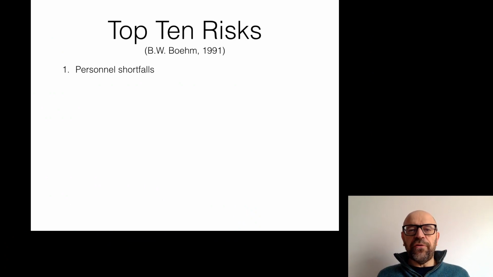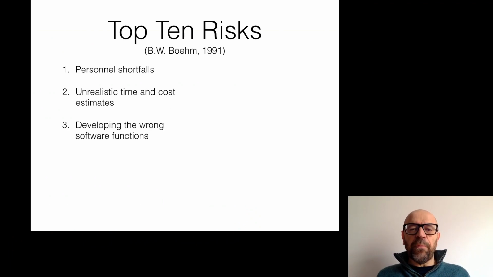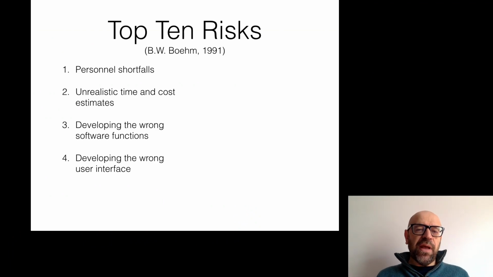One is personnel shortfalls, the second, unrealistic time and cost estimates, the third, developing the wrong software functions, the fourth, developing the wrong user interfaces. As you see in this first group, there are a lot of human issues. There are no purely technical issues. So it seems that when you develop software, the reasons projects fail may be technical, but it's the technical aspects mixed with people dealing with those technical aspects. Something interesting to think about.